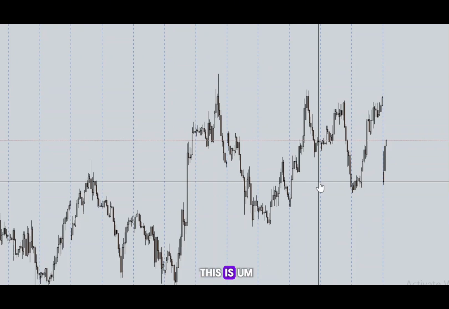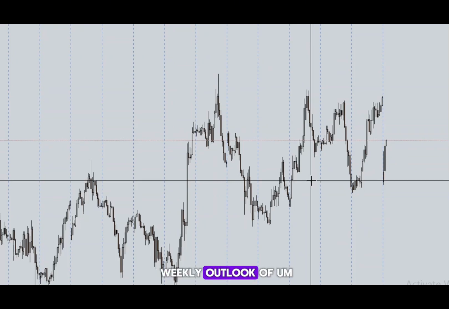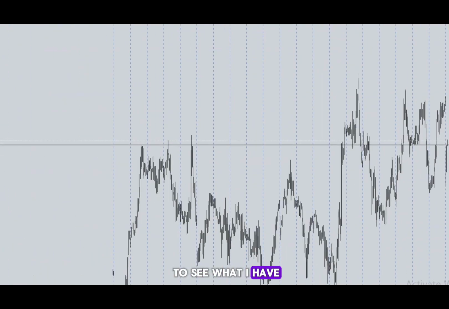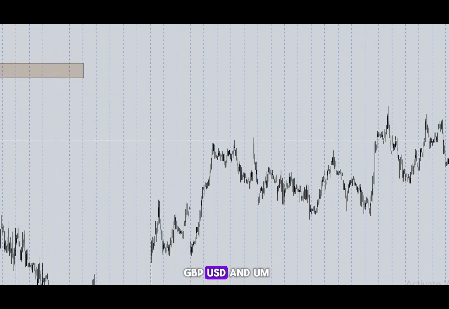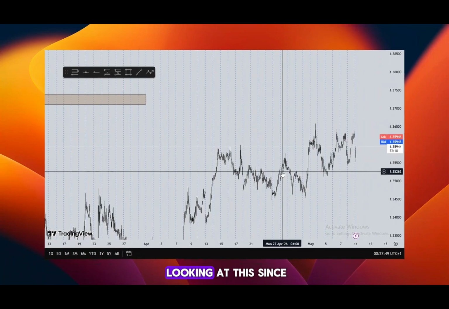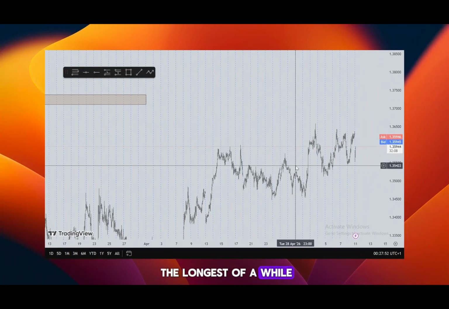Okay, so this is a weekly outlook. I'm just going to run through a bunch of pairs to see what I have. So this is GBP USD, and I think I've been looking at this for the longest while.